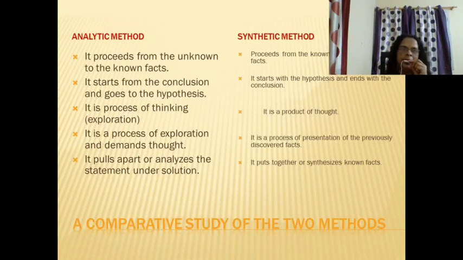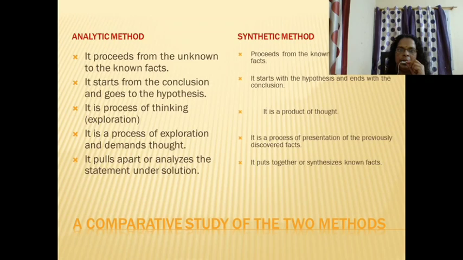So we are taking the analytic method and the synthetic method, and we are putting the points together in order to give a comparative study. The analytic method proceeds from unknown to known fact, and the synthetic method proceeds from known to unknown. So we saw how it was happening. It starts from the conclusion and goes to the hypothesis.